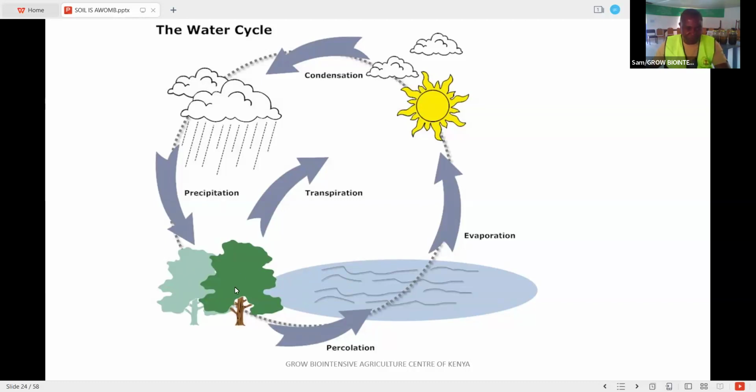And the more the vegetation, the more the precipitation. If we don't have enough vegetation in an area, then it means that there's not enough rain. So we need to increase vegetation cover so that we get more precipitation.